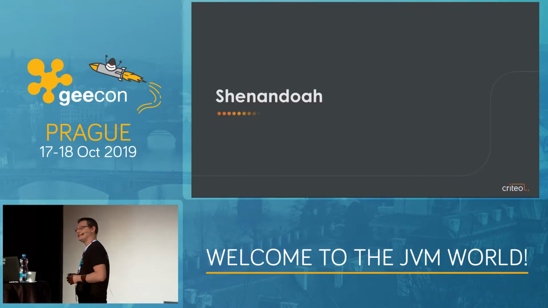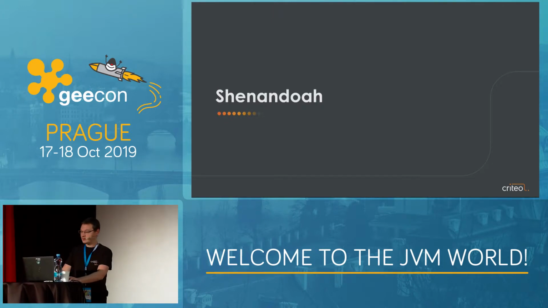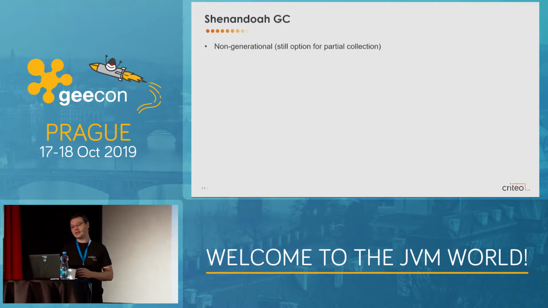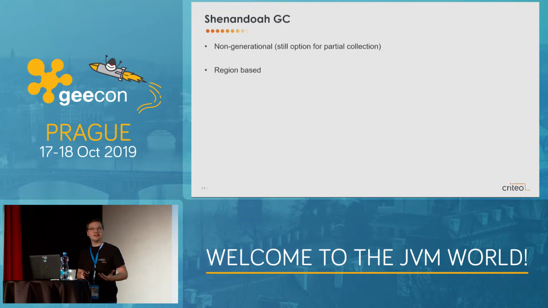Now let's go to Shenandoah. Shenandoah is a project that started at Red Hat in 2013. It's based mostly on G1. And it's non-generational. That's a first for the JVM, because all the other GCs for HotSpot have been generational. For Shenandoah, it was a deliberate choice to be non-generational. There is still an option for partial collection, but it's non-generational right now. It's region-based, like G1, which is also a constant for all the low latency GCs.